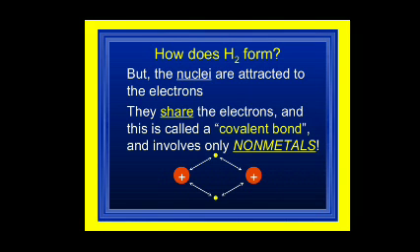How does hydrogen form? The nuclei are attracted to the electrons. They share the electrons, and this is called a covalent bond and involves only non-metals.